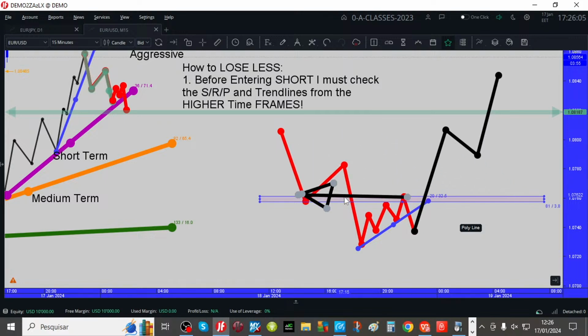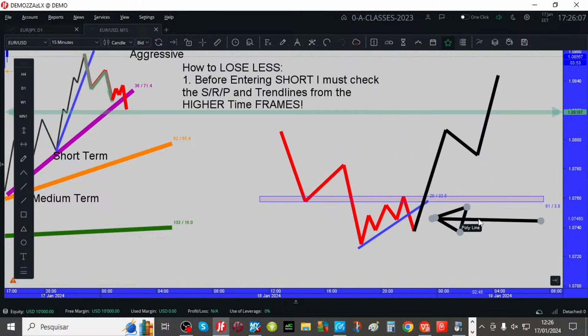Did I do anything wrong? Type in the chat, did I do anything wrong shorting the market? Let's see how smart you are. Did I do anything wrong, everybody? Type in the chat, yes you did, or type in the chat, no you didn't.